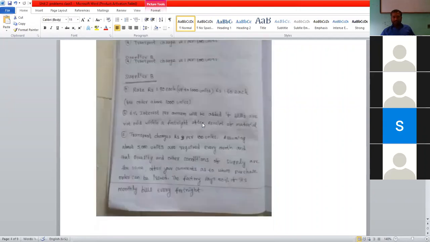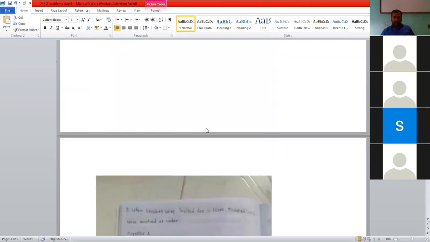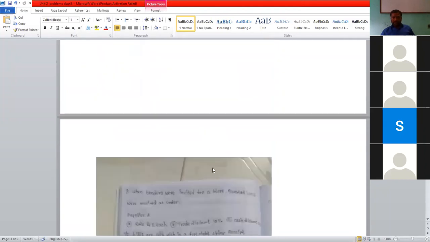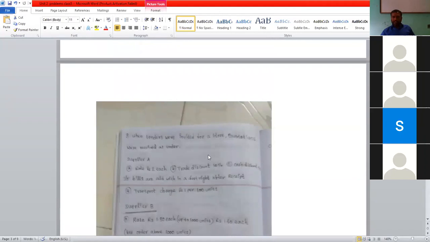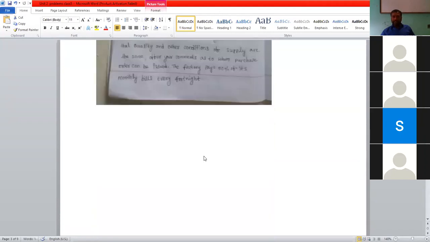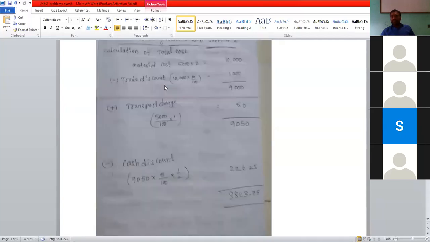Look at the question once. Is 10%, cash discount 5%, and carrying cost 1 rupee for 100 units. Remember this. So here the trade discount for this 10,000, how much percent is supplier A giving? 10%. 10% of 10,000 you're getting 1,000. So 10,000 minus 1,000 you're getting 9,000. And the transport charge, what he was saying in this question is, every 100 units you need to pay 1 rupee as a transport charge.